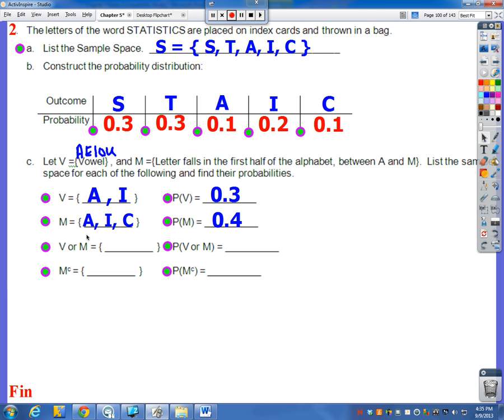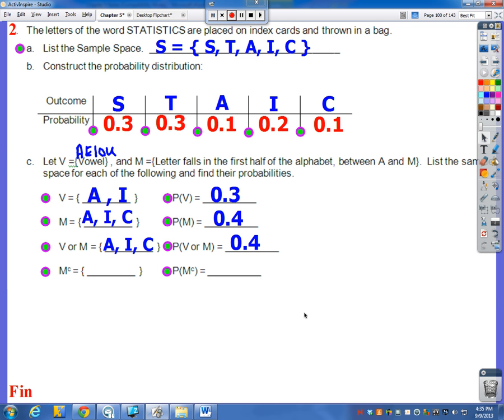V or M, that we have a vowel or it falls in the first half of the alphabet. Well, we can just really look at our 2 events here and see, well, what do they have all together? Well, they have A's, they have I's, and there's a C. So A, I, and C would be vowel or in the first half of the alphabet. And that probability is the same as what it was for just M, right? So it's still 0.4. This sample space is the same as this sample space, so the probabilities would be the same exact thing.